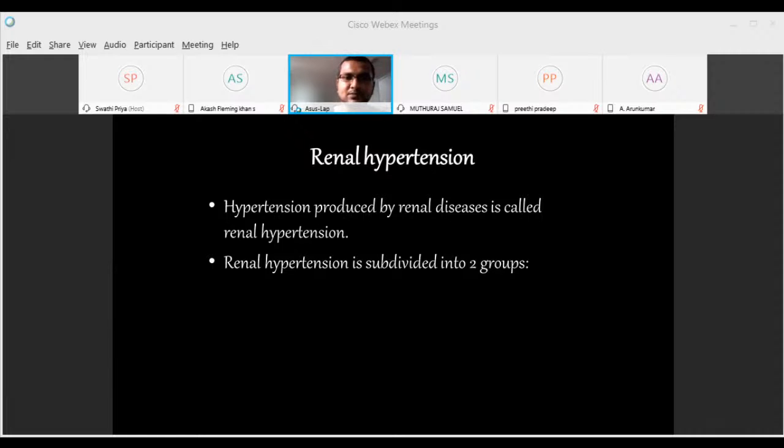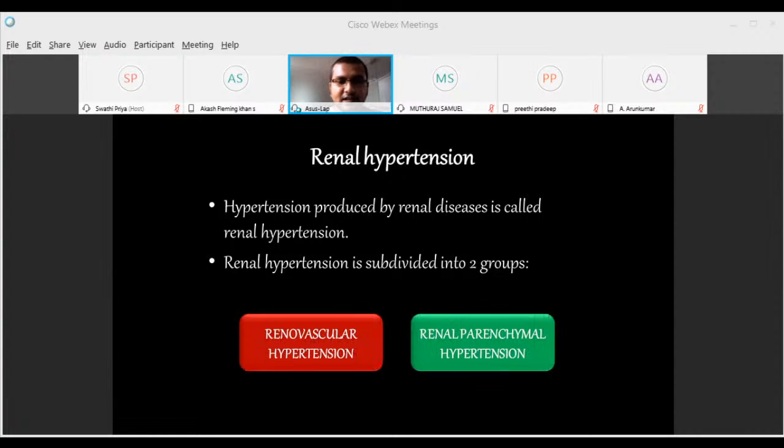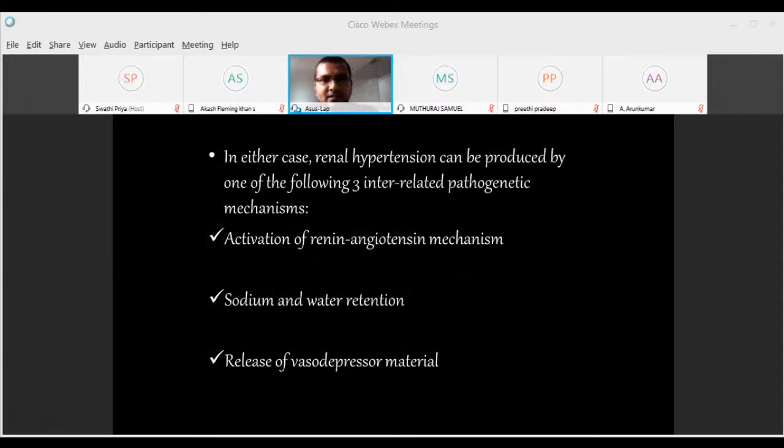Hypertension produced by renal diseases is called renal hypertension. Renal hypertension is divided into renovascular hypertension and renal parenchymal hypertension. In either case, renal hypertension can be produced by one of three interrelated pathogenic mechanisms: activation of the renin-angiotensin mechanism, sodium and water retention, and release of vasodepressor material. First, we'll go into activation of the renin-angiotensin mechanism.